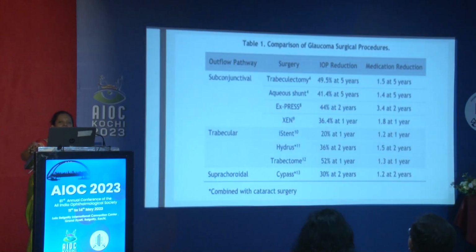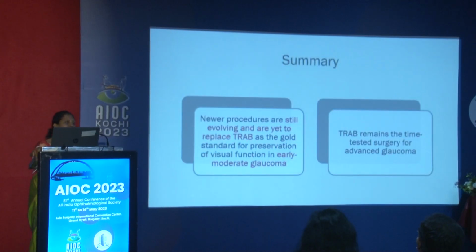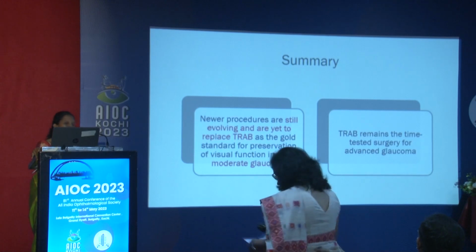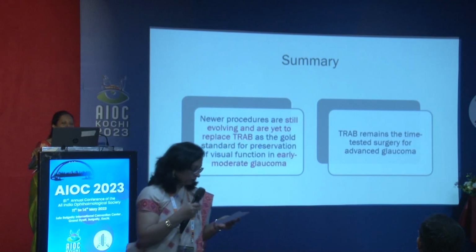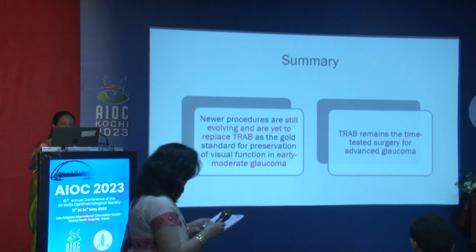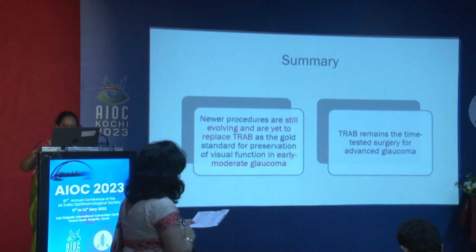So if you compare all the glaucoma surgical procedures, trabeculectomy stands above and supersedes the others, with a high intraocular pressure control of 50% at 5 years compared to the other procedures. So in summary, what I would like to say is the newer procedures are still evolving and are yet to replace TRAB as the gold standard for preservation of visual function in early and moderate glaucoma. But TRAB still remains the time-tested surgery for advanced glaucoma.